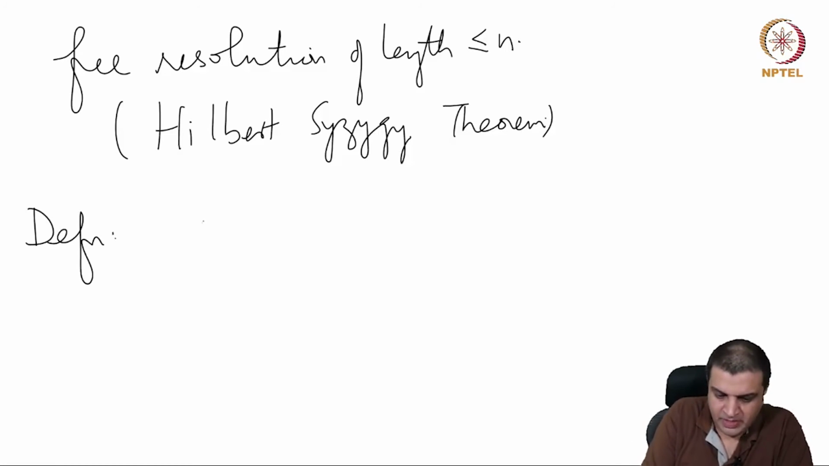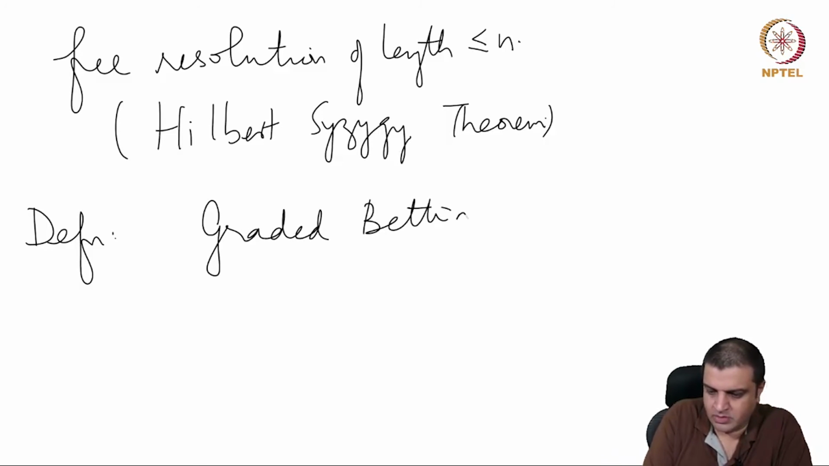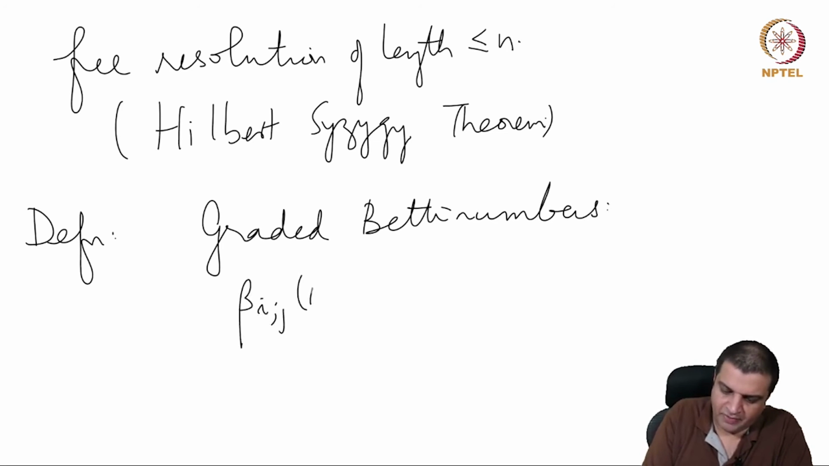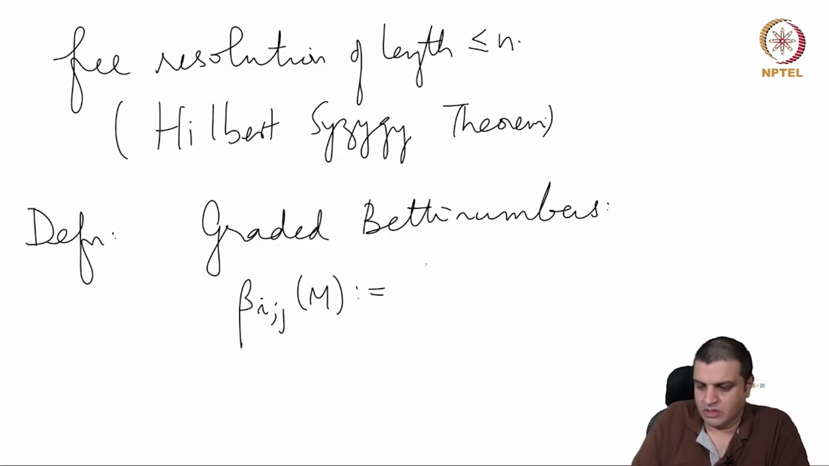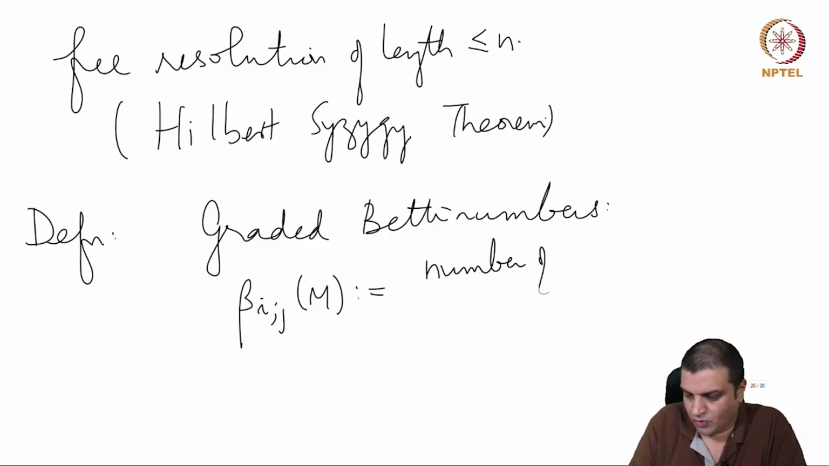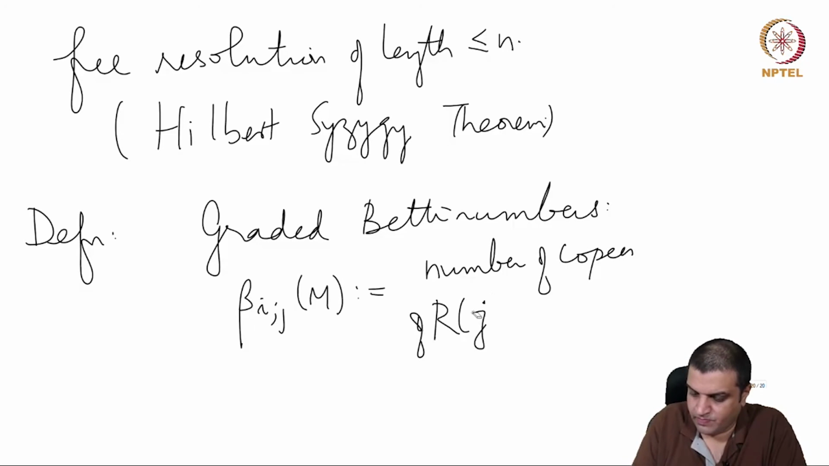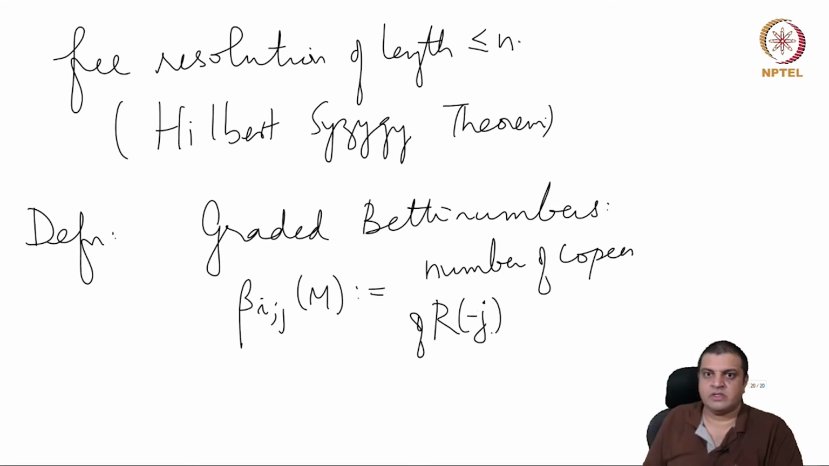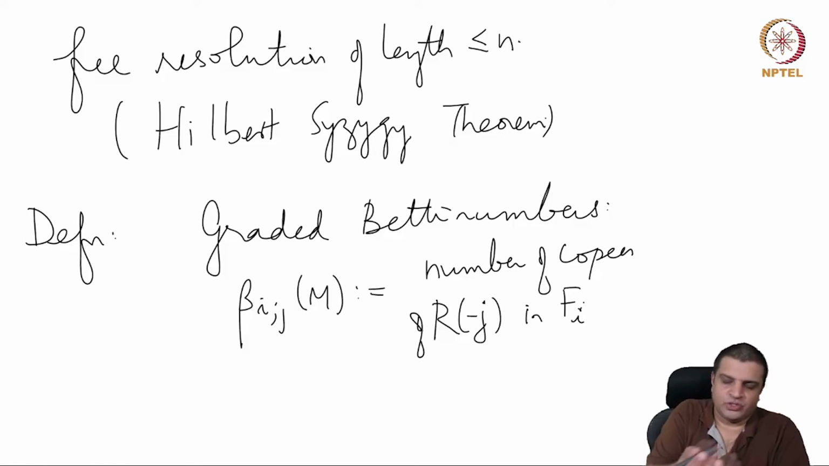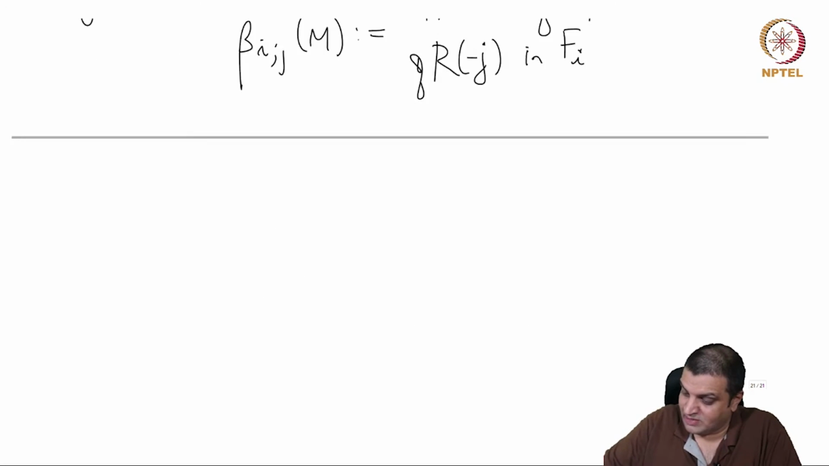Okay, so just one more definition. We define the graded Betti numbers beta ij of M to be the number of copies of R(-j), the rank 1 free module with a generator of degree j, in Fi. And you might wonder, there are so many choices made in the construction earlier, so why is this even well defined?